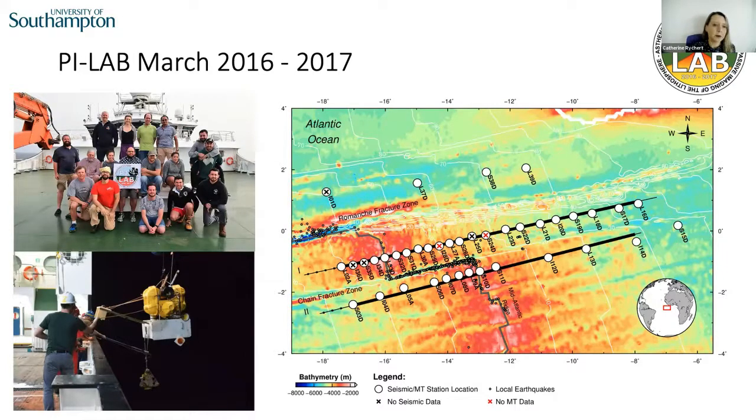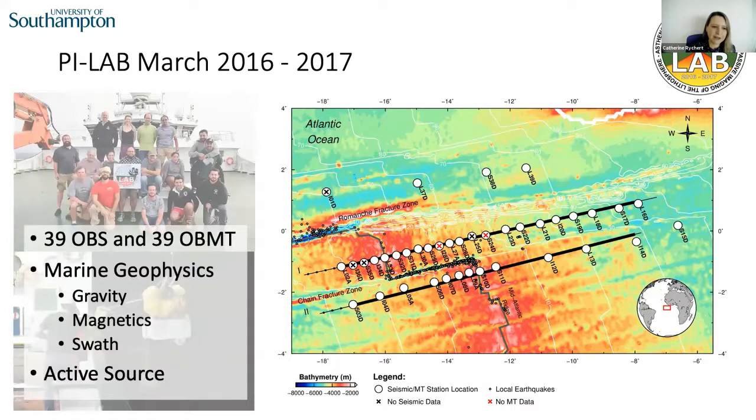This is part of the PILAB experiment, but it also involved the EuroLab experiment, CALAB experiment, and Transatlantic ILAB experiment, where we put out 39 ocean bottom seismometers and 39 ocean bottom magnetotelluric instruments. They were co-located primarily on two lines, just north and just south of the Chain Fracture Zone in the equatorial mid-Atlantic. This is a one-year experiment from 2016 to 2017. We also collected a host of marine geophysical data, including gravity, magnetics, and swath, and there was also an active source component.